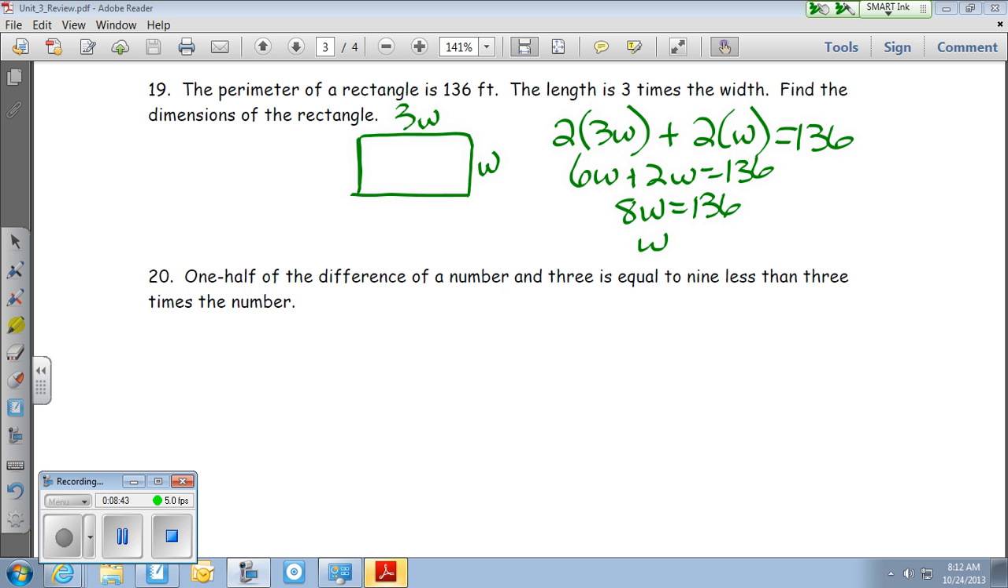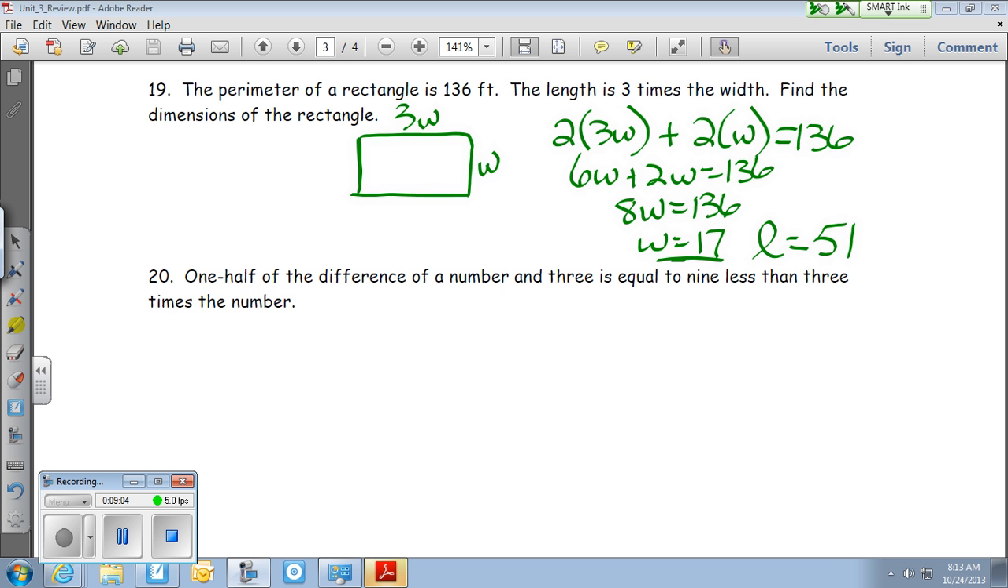And so W is equal to 17. Now that's my width. Width is 17. My length is 3 times that, so my length is going to be 51. And then just double check with a width of 17 and a length of 51 that your perimeter is going to be 136.